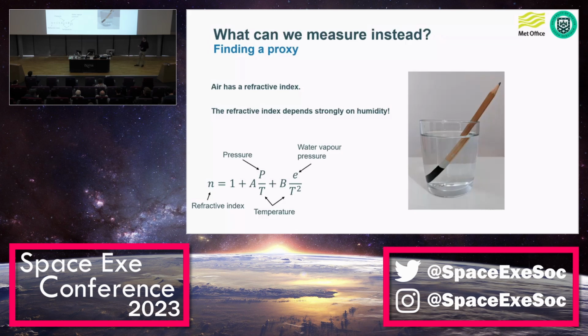And the air also has a refractive index, and it's given by this equation here. So it's 1 plus some variables that depend on the air pressure, temperature, and humidity, this water vapor pressure, e. So if you know what the pressure and temperature is, which we already know pretty well from weather forecasts, and you know what the refractive index is, you can work out what this water vapor pressure is.